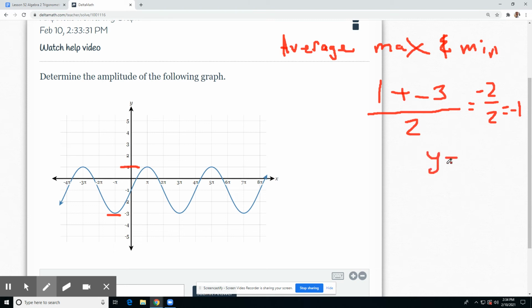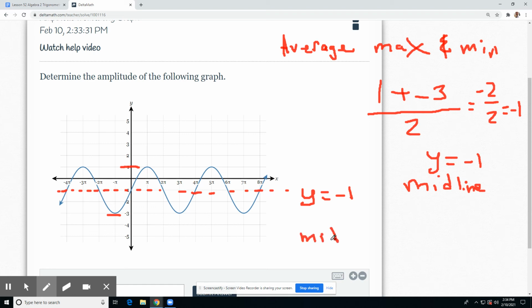So this is y equals -1 as a midline. It's the middle of our trig oscillating function. So here's y equals -1. It cuts our oscillating trig function in half. And then we would say the max minus the midline. So the maximum is 1 minus the midline. The midline's -1. This turns into 1 plus 1, which equals 2.